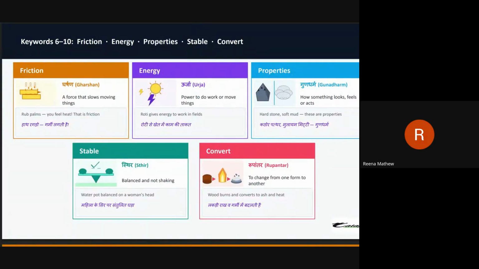Okay. So the word we learned right now is energy, right? Energy is the power to do work or move things. So we say the sun provides energy, water produces.